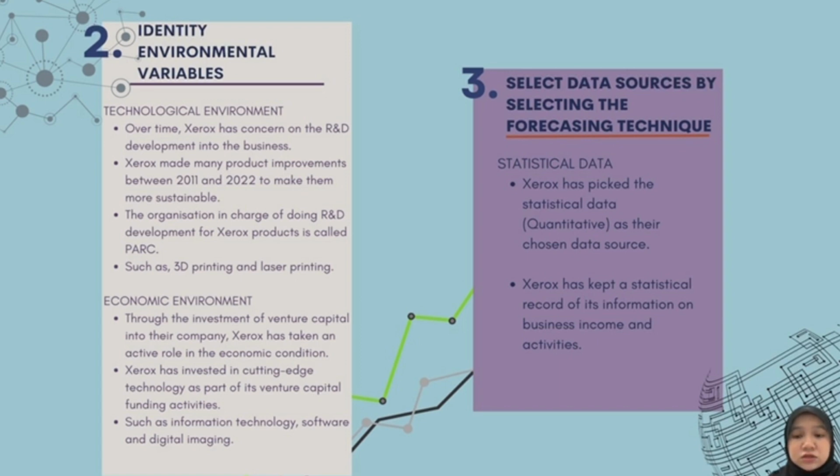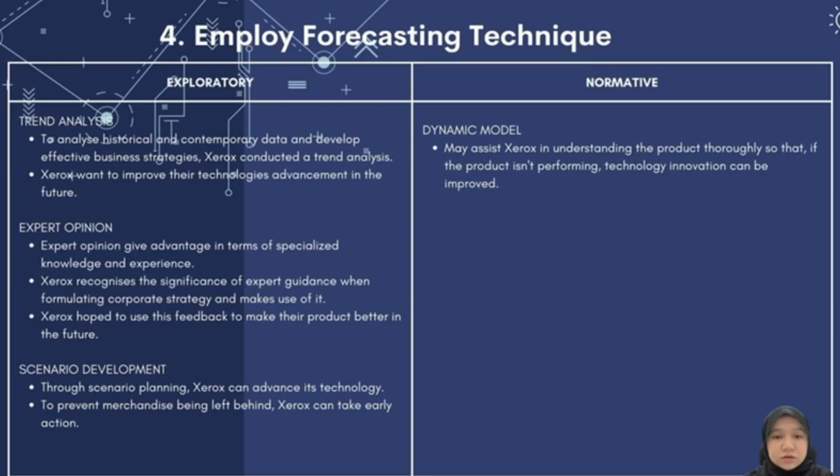The third step is select data sources by selecting the forecast technique. So Xerox uses statistical data. Xerox has picked the statistical data, which is quantitative, as their chosen data source. Xerox has kept a statistical record of its information on business, income, and activities. Fourth step is employ forecasting technique.